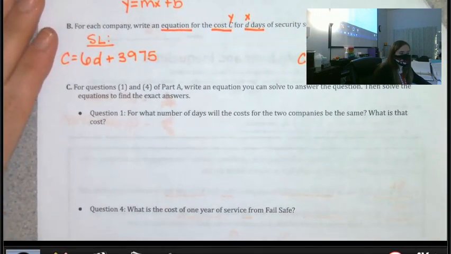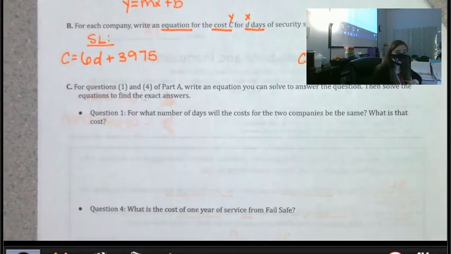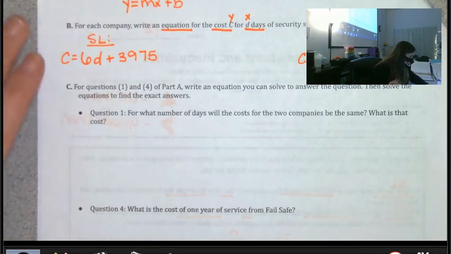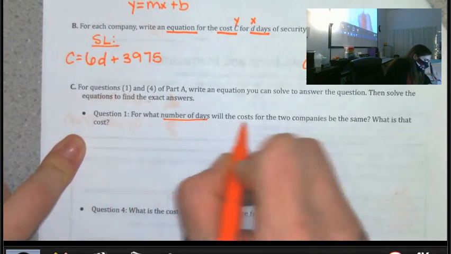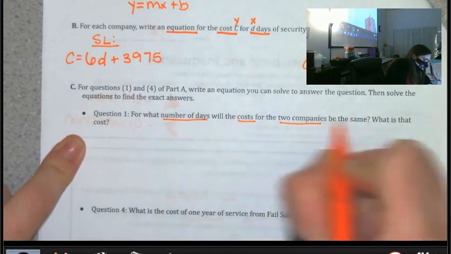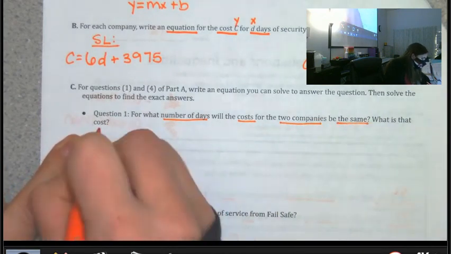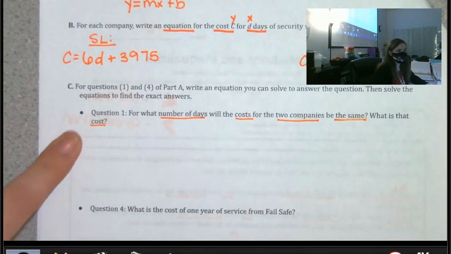All right. For questions 1 and 4 from part A, we're going to write an equation. That way we can solve the answers of the question. Then we're going to solve the equation to find the exact answer because we gave an estimate. Now I want to know the exact answer. So from question 1, what number of days will the cost of the two companies be the same? And then what is the cost? So we've got to find it.